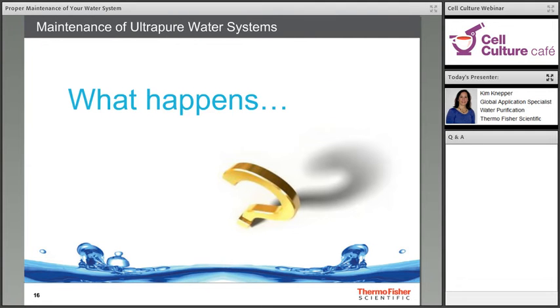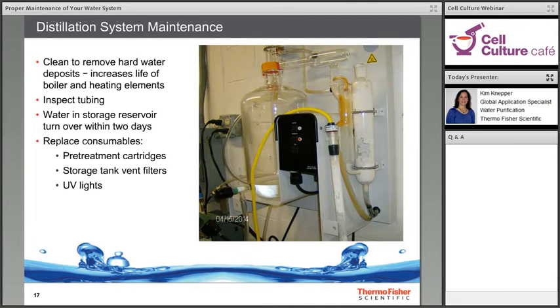So next, we're going to be introduced in more detail to the 7 consumables that we find in water systems and their critical role to purify water. And we're also going to review a typical guideline of when and how to change them. But actually, we're going to have a detour. We're going to start with distillation systems because they don't usually have consumables.